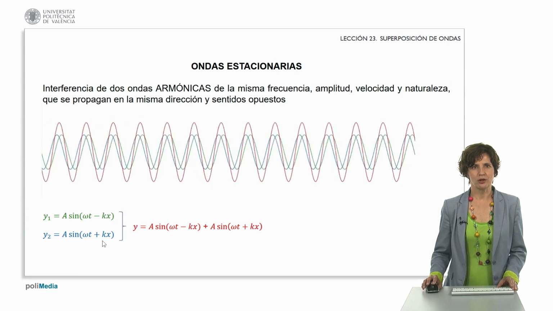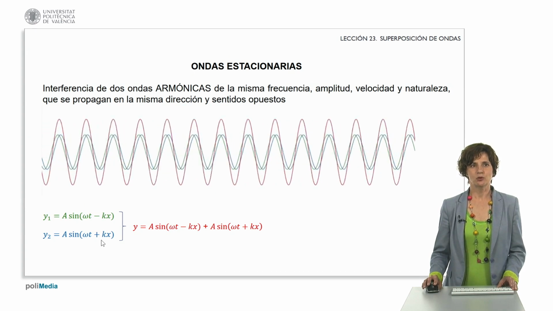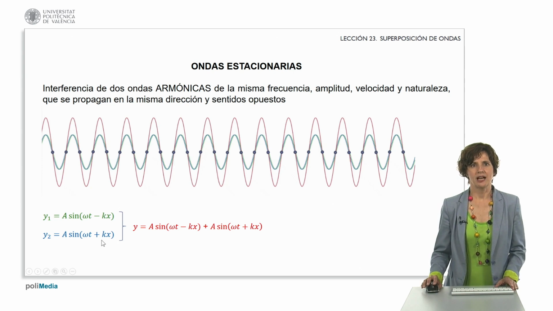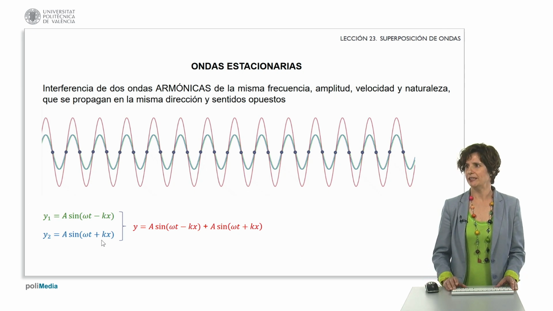The red wave is the sum of both, and we see that it does not travel, hence it is called a standing wave. It has some fixed points where the amplitude is 0, which are called nodes, and some points where the amplitude is maximum, which are called bellies.